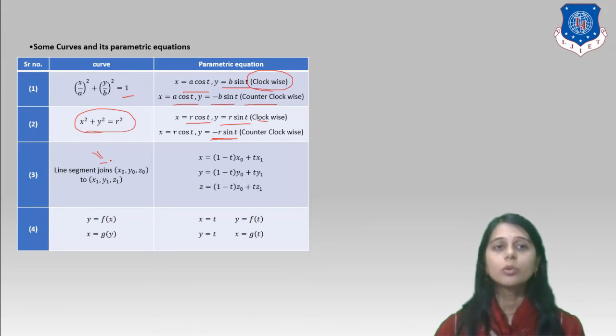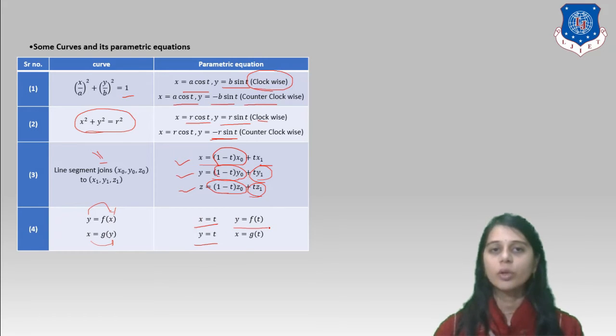To join two points (x0, y0, z0) and (x1, y1, z1) by a line segment, we have three equations: x equal to (1 minus t) x0 plus t x1, y equal to (1 minus t) y0 plus t y1, z equal to (1 minus t) z0 plus t z1. Similarly, for y equal to f of x, that means y is dependent on x, we take x equal to t, so y equal to f of t and x equal to t.